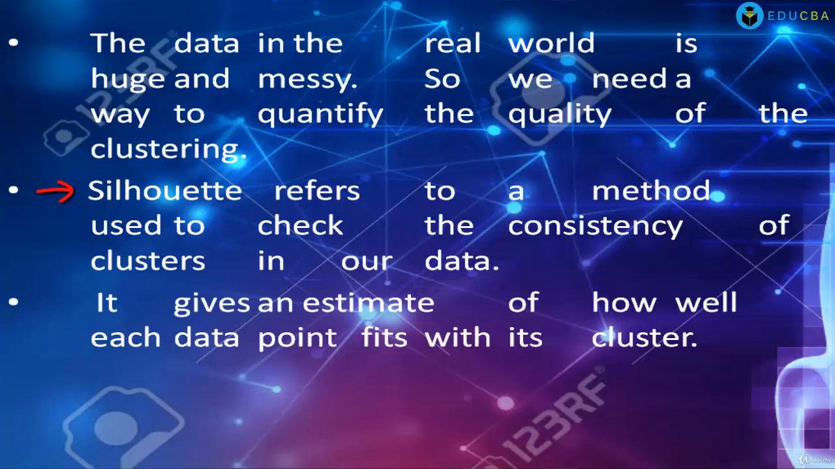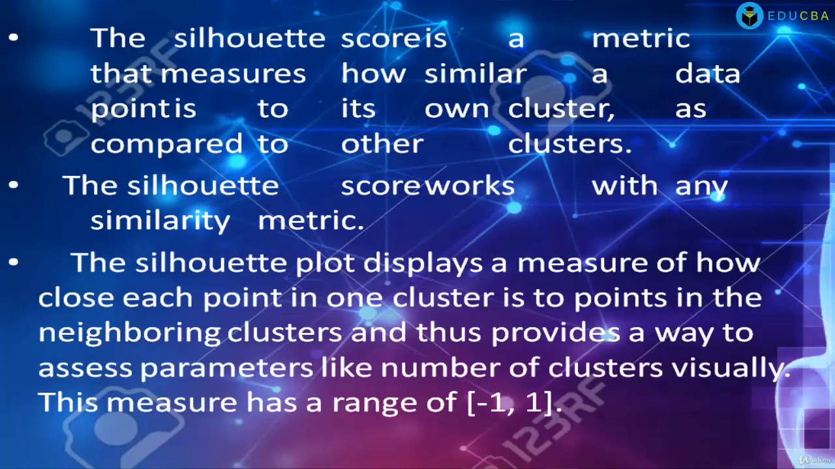Silhouette refers to a method that is used to check the consistency of clusters in our data. It will give an estimation of how well each data point fits with its cluster. So Silhouette will give you an estimation of how much a data point in the dataset is related to its own cluster. Okay, so let's see what the internal mechanism in Silhouette is.